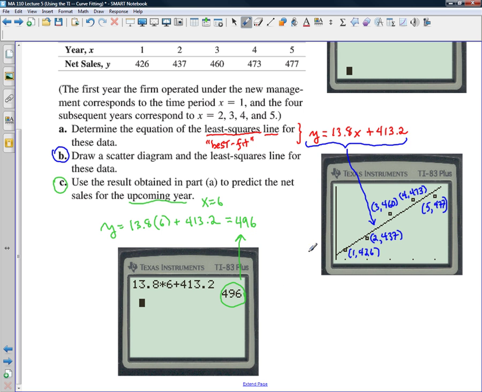What that means is that if this line were extended, there would be a point on the line exactly at 6, 496. And what we're doing is looking out into the future and saying, well, based on past experience, it would seem that we could expect sales in and around $496 million next year.